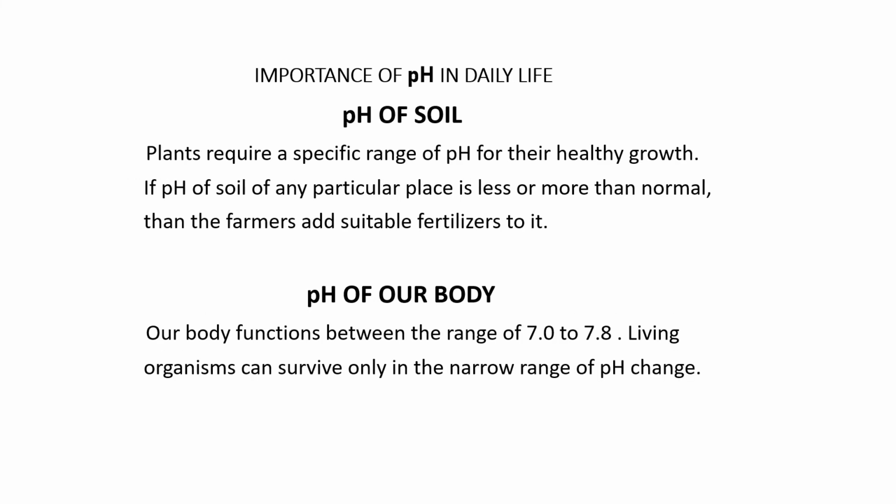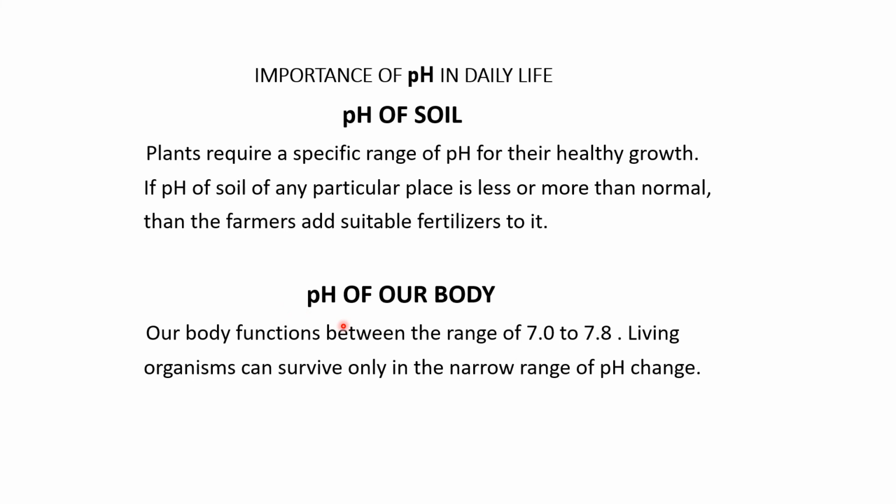So let us come to the next application, that is pH of soil. Plants require a specific range of pH for their healthy growth. As you know, for every plant there is a different pH. Some will grow in acidic medium, some in basic medium, some in neutral medium. If the pH of the soil of any particular place is less or more than normal, then the farmer will add suitable fertilizer to it. Suppose the pH is less, he will add acidic fertilizer. If the pH is more, then he will add basic fertilizer. So ultimately he will manage the pH of the soil by adding suitable fertilizer according to its needs.